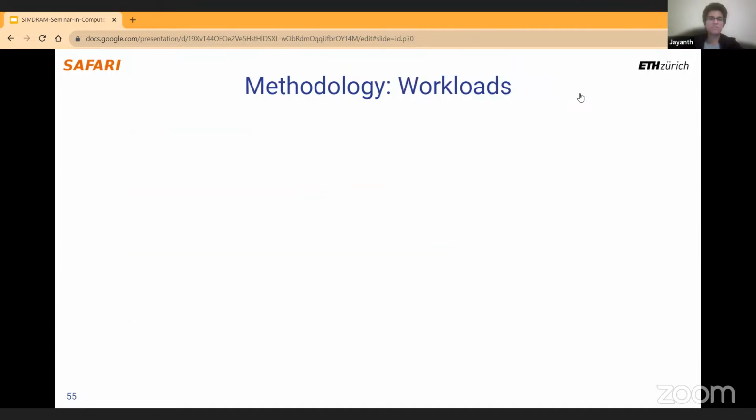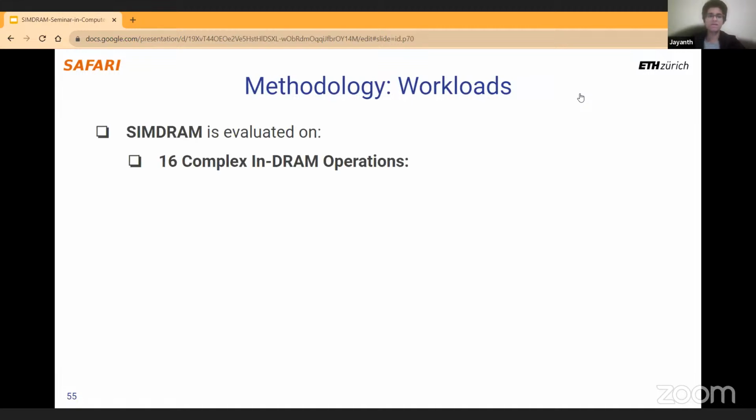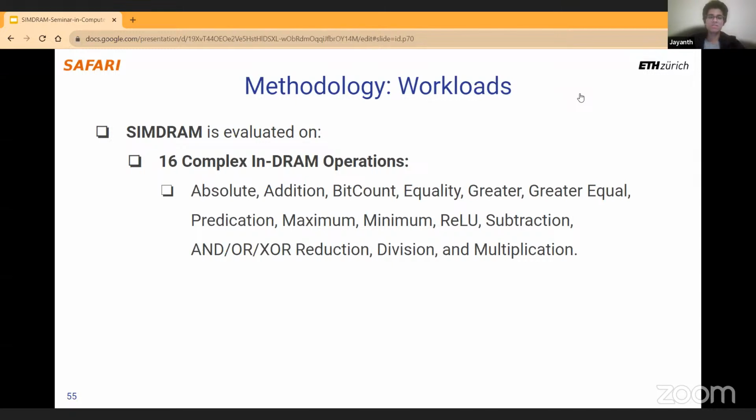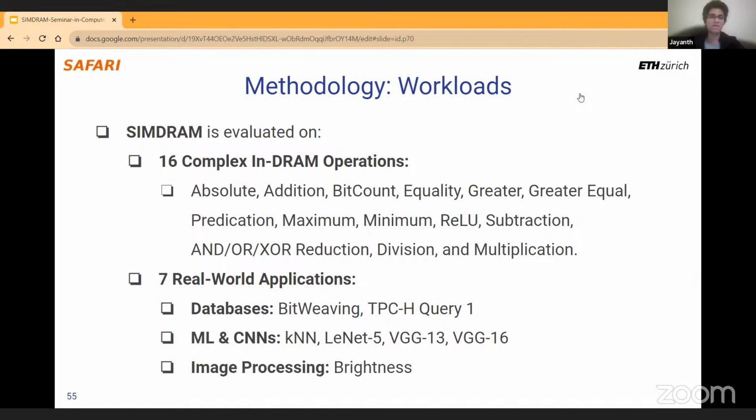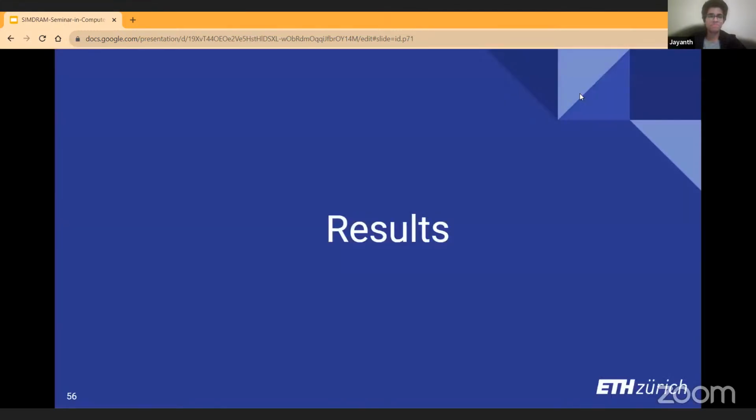And coming to the workloads on which SIMDRAM is evaluated, it's evaluated on 16 complex DRAM operations, which are listed here. And also it is tested on 7 real-world workloads that demand significant computing power, which are database workloads, machine learning and deep learning workloads, and image processing workloads. And now let's actually see how SIMDRAM performs.